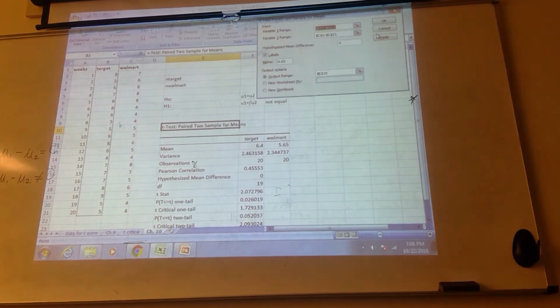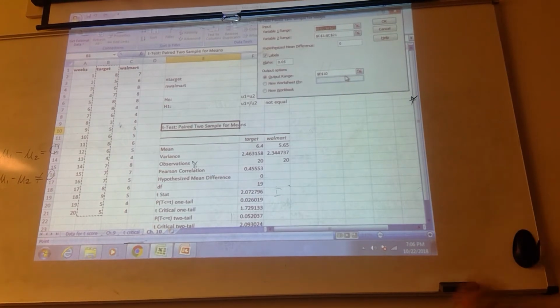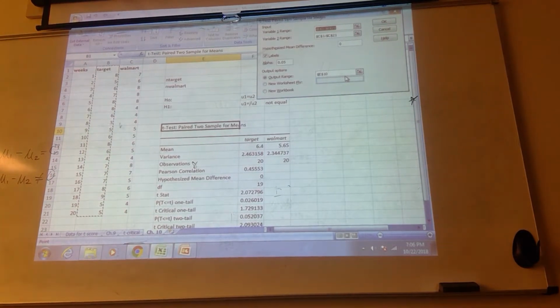Let's just do it again. Labels, alpha is 0.05. Here, I'll just leave it up there. Can you see it? Okay, and then anywhere on that. We're going to get slightly different values because we didn't have 21 for Walmart and 20 for Target, but that's okay.